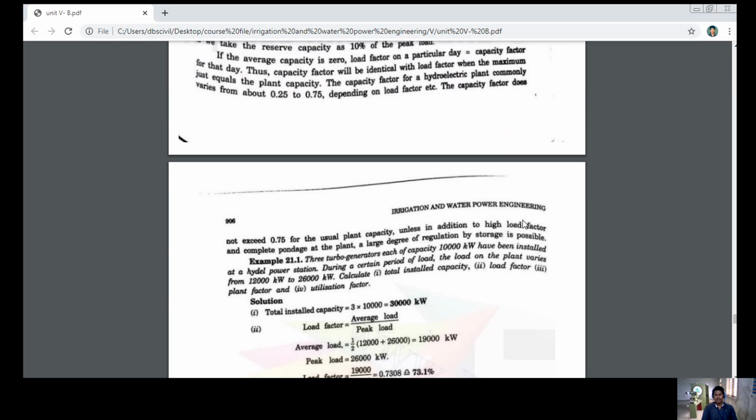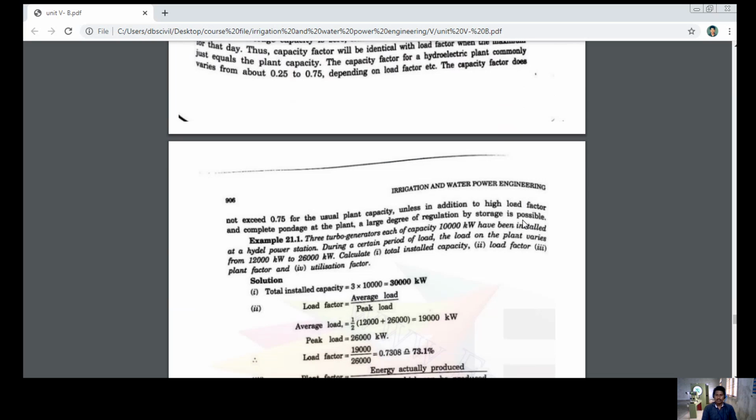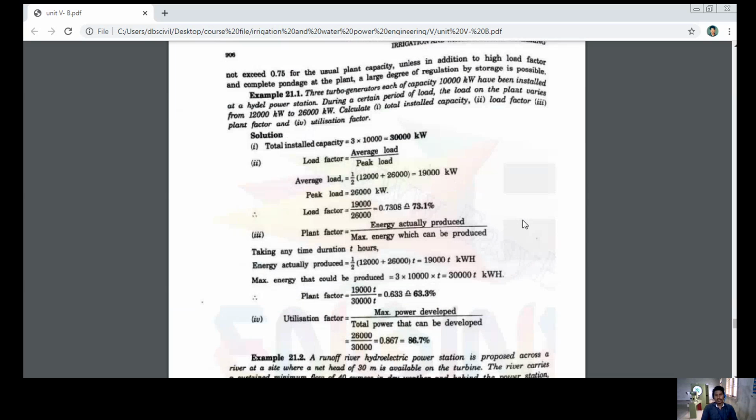This capacity factor will be identical with the load factor when the reserve capacity is zero, that is, the peak equals the plant capacity. The capacity factor for a hydroelectric plant commonly varies from about 0.25 to 0.75, depending on load factor, etc. The capacity factor does not exceed 0.75 for the usual plant unless, in addition to high load factor, there is complete pondage at the plant, so that a large degree of regulation by storage is made possible.